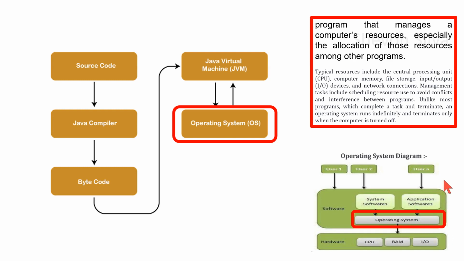There are different architectures for operating systems like monolithic operating system, layered operating system, microkernel operating system, and network and distributed operating system. Here is a very generalized diagram, you can see it here, and this is the operating system, and the Java JVM is running on top of this operating system.